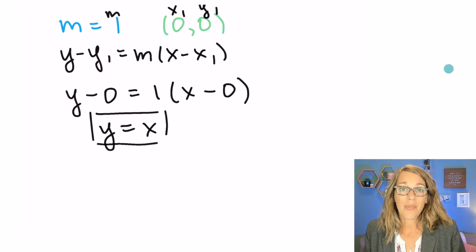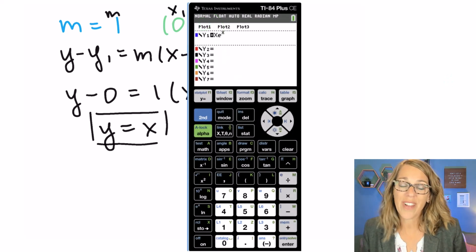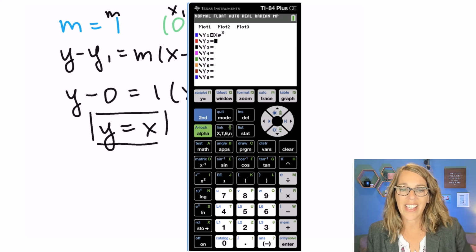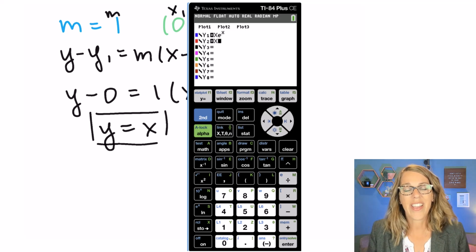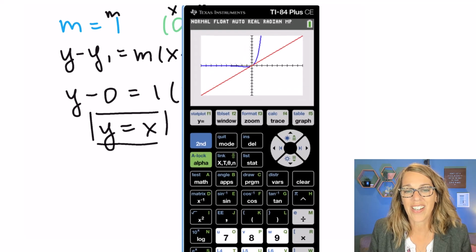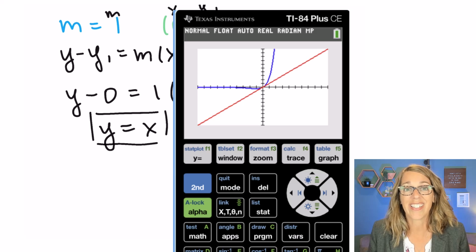Let's check and make sure that we've got this one correct. I already put in the original function ready to graph, but I also want the equation of that tangent line, which is just y equals x. Let's go ahead and hit the graph key, and you can see here is the original function. You could even zoom in if you wanted to, and there is that tangent line.